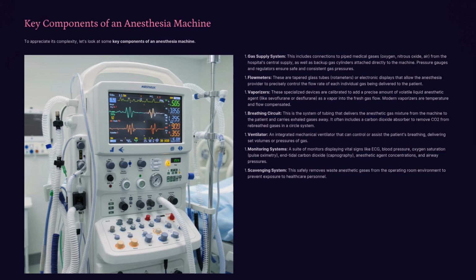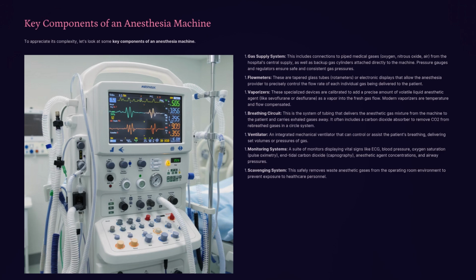Breathing circuit. This is the system of tubing that delivers the anesthetic gas mixture from the machine to the patient and carries exhaled gases away. It often includes a carbon dioxide absorber to remove CO2 from rebreathed gases in a circle system. Ventilator. An integrated mechanical ventilator that can control or assist the patient's breathing, delivering set volumes or pressures of gas.